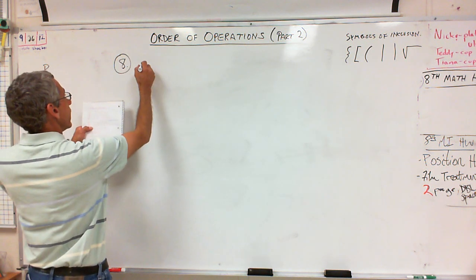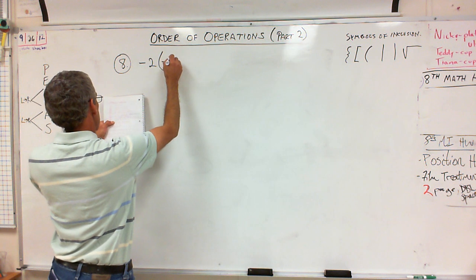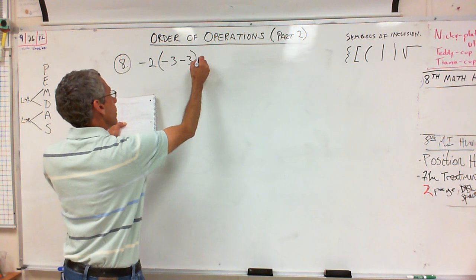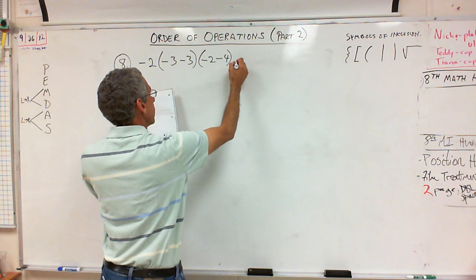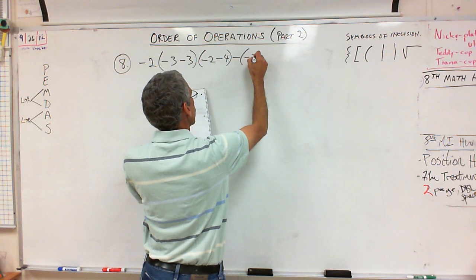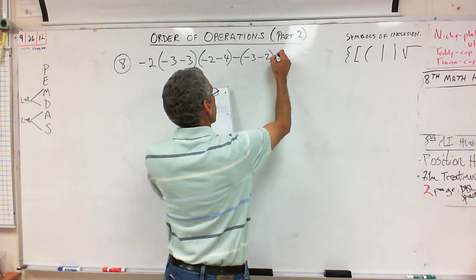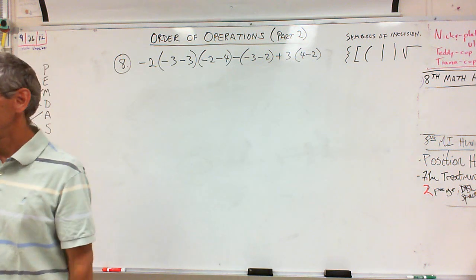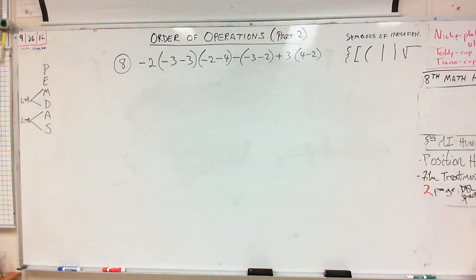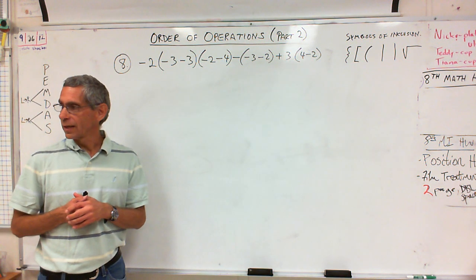Okay, 8. Negative 2. Parentheses. Negative 3. Minus 3. Parentheses. Parentheses. Negative 2. Negative 4. Parentheses. Minus parentheses. Negative 3. Minus 2. Parentheses. Plus 3. Parentheses. 4 minus 2. Parentheses. Oh my gosh, now that's a nightmare, right? That looks like a mess, right?